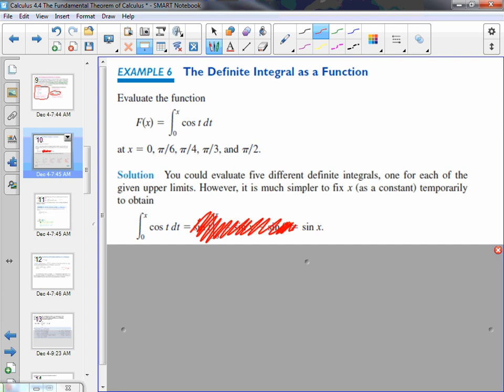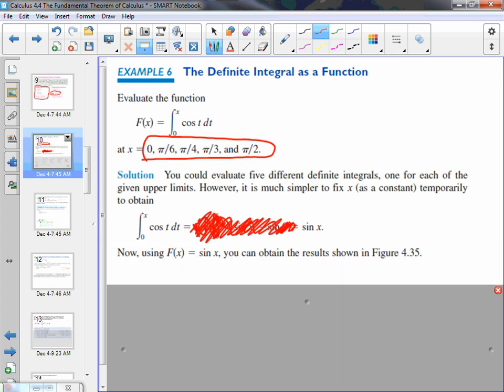We've done the work, so we can prove it. We're not just making it up. We're saying that the integral from 0 to x of cosine of t dt equals the sine of x. Now, won't it be fairly easy to evaluate for those different x's? See, now it's a lot easier problem, isn't it? Okay?